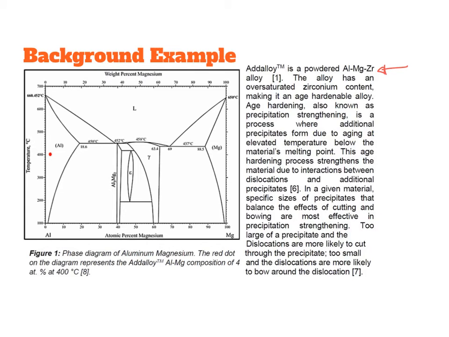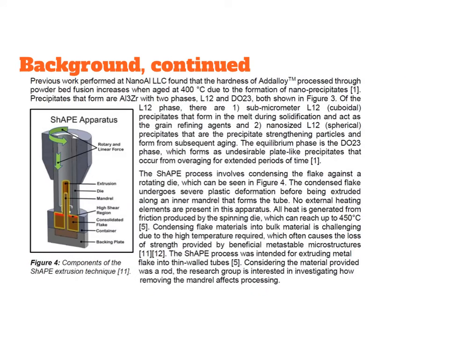to the material itself. Toward the end, you start to see too large of a precipitate and the dislocations are more likely to cut through the precipitate, too small and the dislocations are more likely to bow around the dislocation. And so that essentially introduces some of the issues and problems that are likely to be important later when they begin talking about their technical approach.